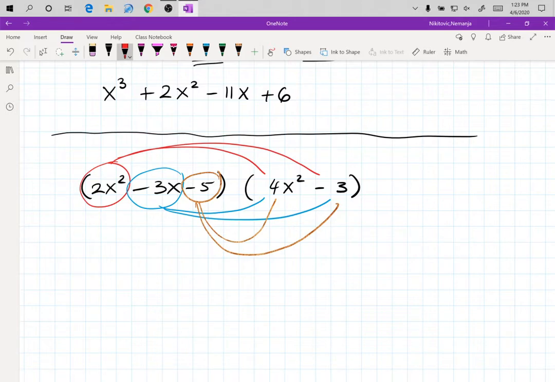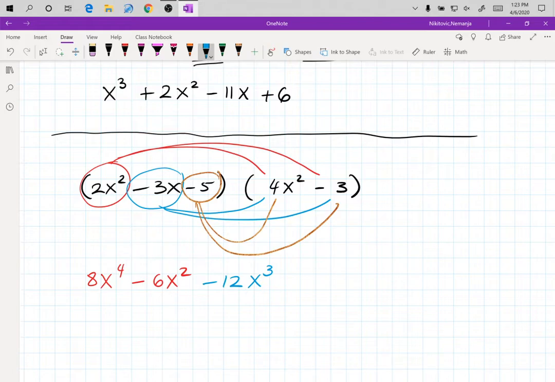2x squared times 4x squared. Well, 2 times 4 is 8, x to the 4th, because 2 plus 2 is 4. Then I have minus 6x squared, because I am multiplying 2x squared into negative 3. So 2 times negative 3 is negative 6, and then you just have x squared. Then we're moving to blue ones. Negative 3 times 4 is negative 12. And then exponents 1 plus 2 are 3, so x cubed.